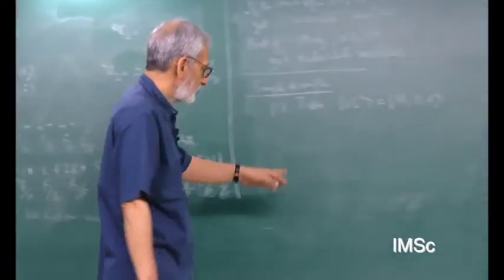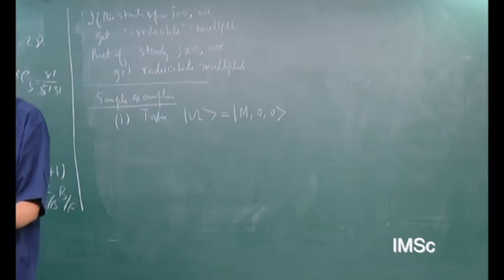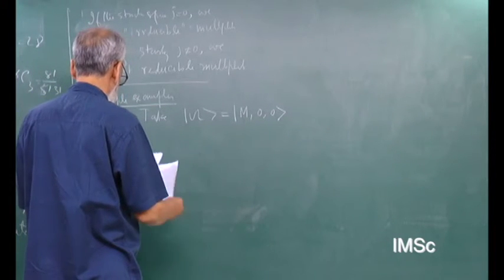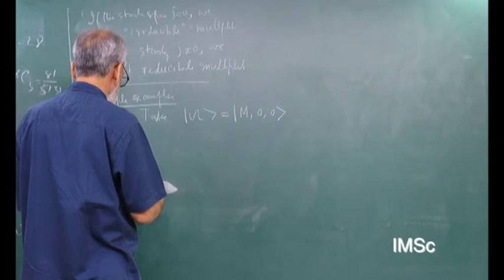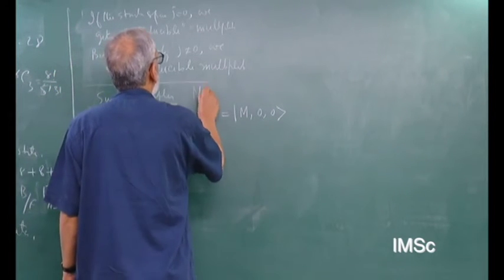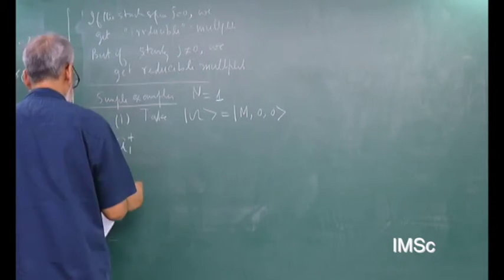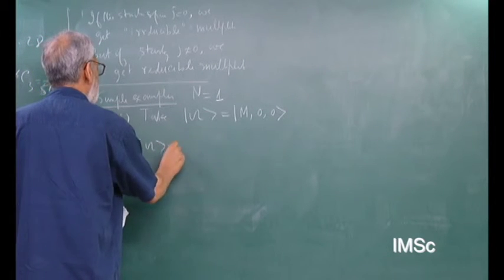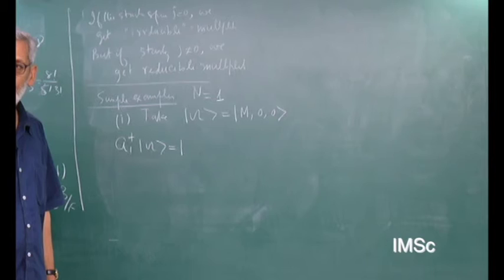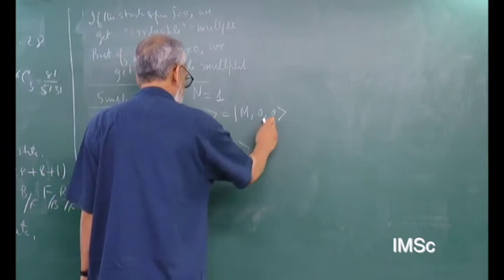But let me take a simple example. Take the starting state with spin 0. That's a scalar particle. And let me take n equal to 1. So I have one set of oscillators, A1 dagger acting on the vacuum. Now this one will increase the spin by half, the Jz value by half. This will become half.